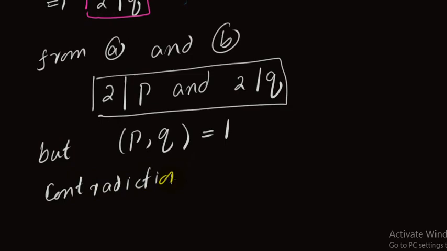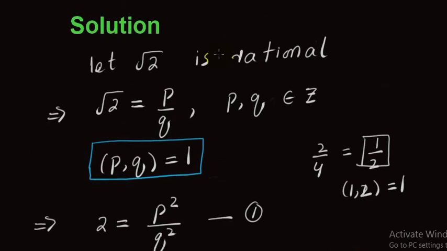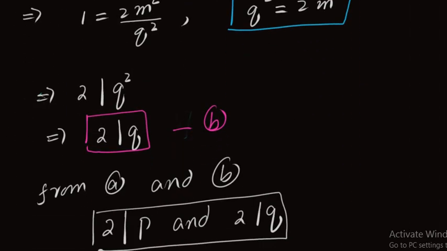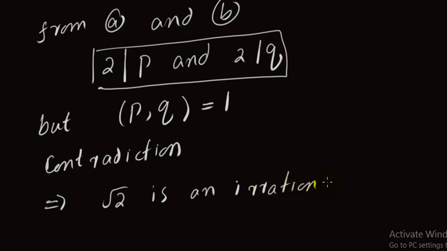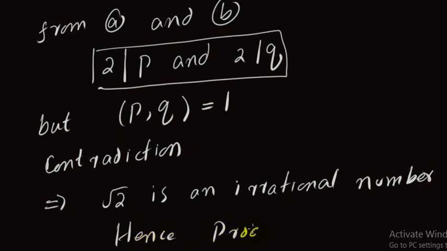So this contradiction arises due to our wrong supposition, and our wrong supposition is that we assumed that the square root of 2 is a rational number. This is not true, which implies the square root of 2 is an irrational number. Hence proved. Thank you very much for watching this video lecture.